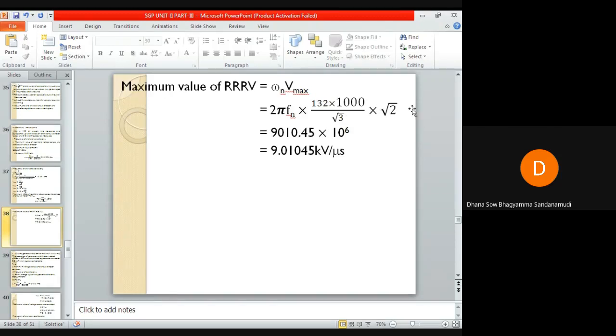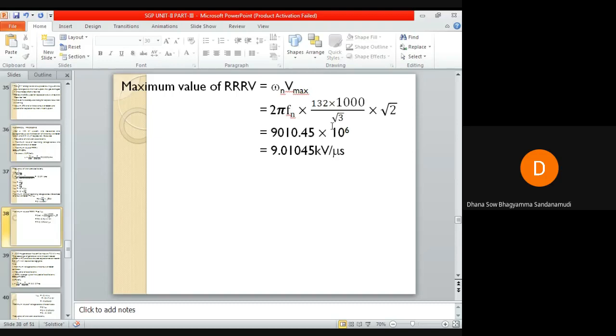Instead of writing kilovolts, I have included this kilo here. That's why I have multiplied 132 into 1000 by root 3 into root 2. Okay, I hope you have understood. Substitute the Fn value, and Vmax you already know. So the Vmax value I have considered in volts instead of kilovolts. So K I have included here. I have multiplied 132 with K.